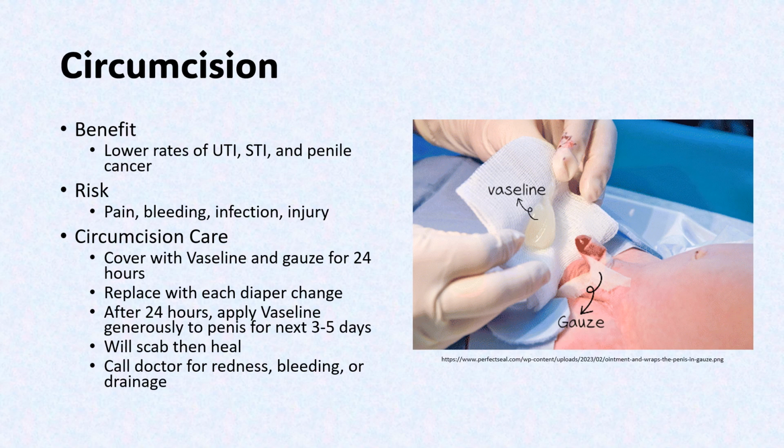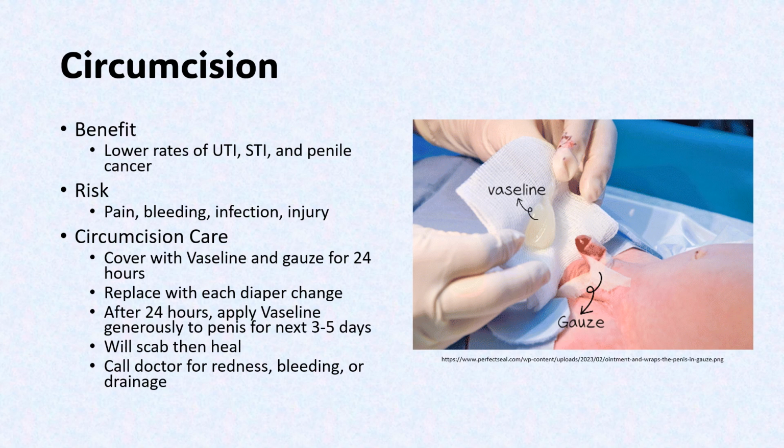The risks associated with circumcision include procedural pain, bleeding, infection, or injury. After circumcision is performed, a gauze dressing is applied. The gauze should be removed and replaced with every diaper change for the following 24 hours. The use of a lubricant, like Vaseline, can prevent the glans from sticking to the diaper. The penis should be cleaned with warm water and a cotton ball once or twice a day.